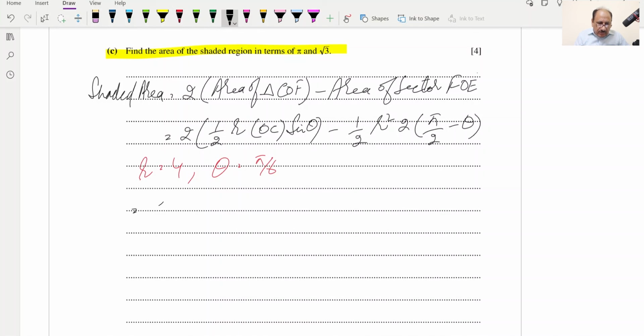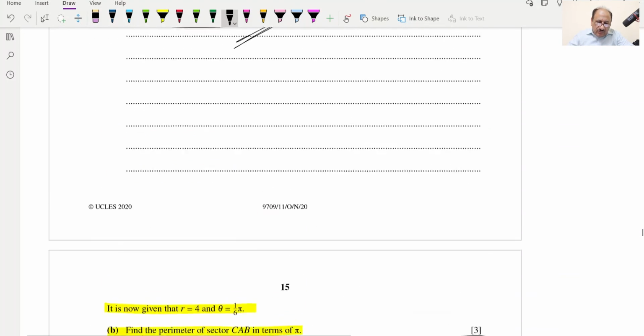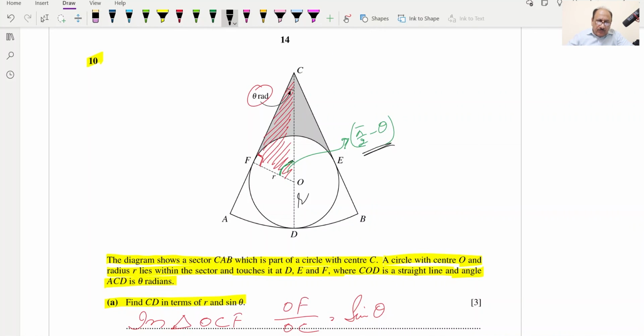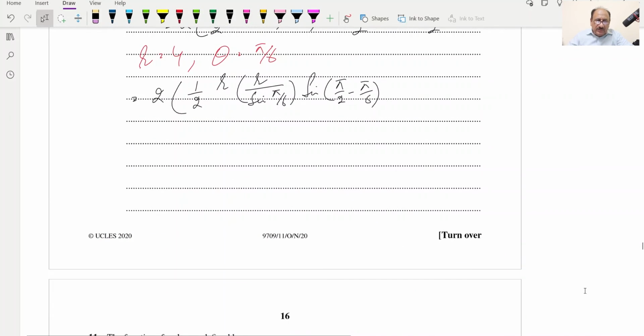These values, if we replace, we will get 2 into 1 by 2, and this will be what? The OC value will be R over sine of pi by 6. So R will be multiplied by this R. I will write separately R, and R over sine theta, meaning pi over 6, and sine of pi by 2 minus pi by 6. This should be 90 minus theta or pi by 2 minus theta. This sine theta will be the theta which we have indicated over here. So we are talking about this theta. Hopefully you are understanding. That's why we have taken pi by 2 minus pi by 6.